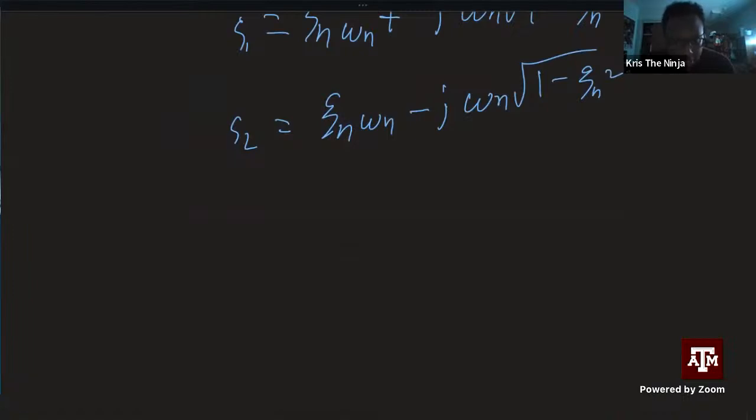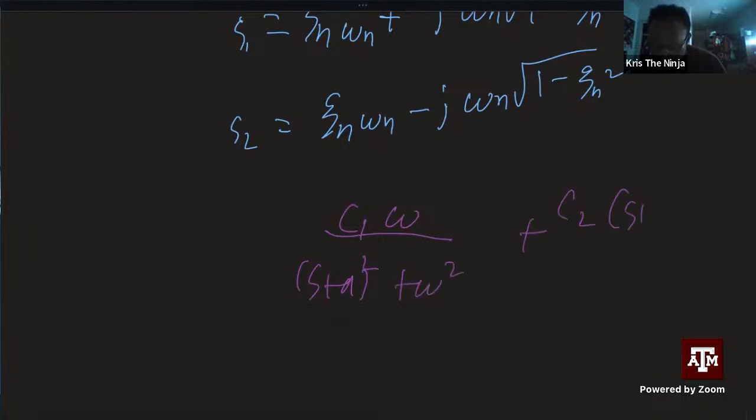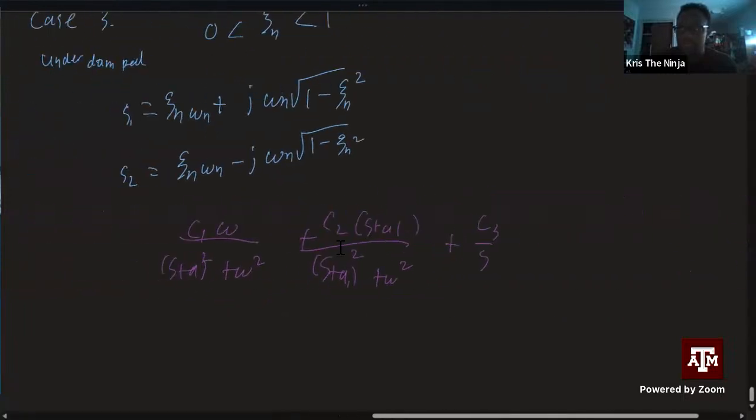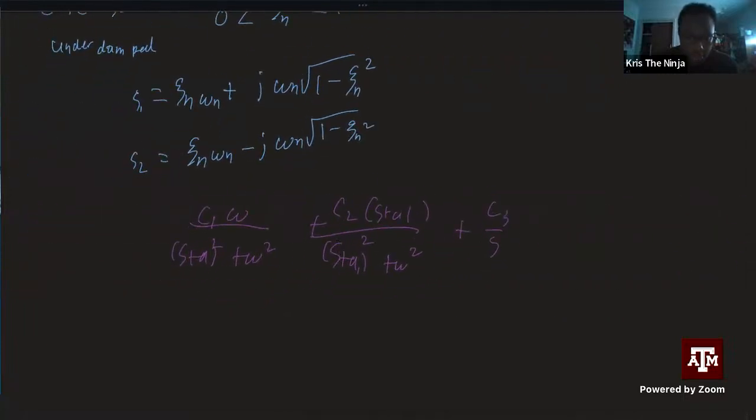So then that's when you have your cool looking equations. You got your C1 times omega over S plus A squared plus omega squared, plus C2 times S plus A1 over S plus A1 squared plus omega squared, plus C3 over S. That's where you get that one from. Get those cool equations right there. Look at that.